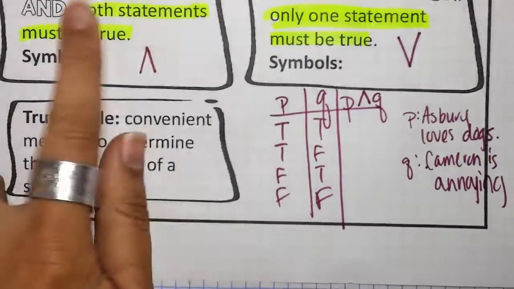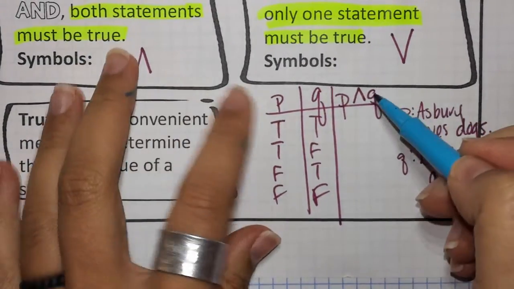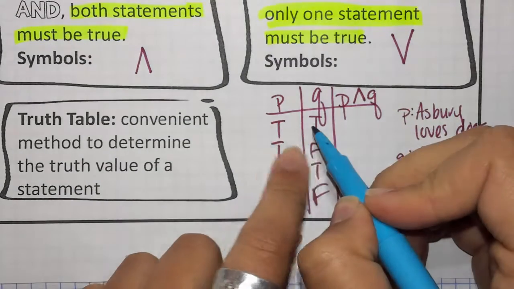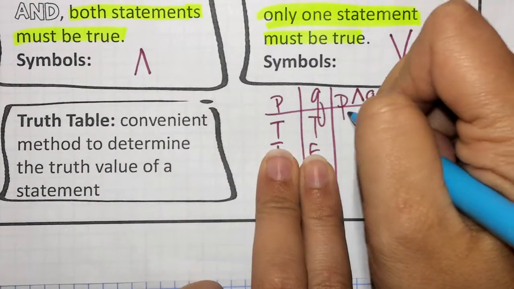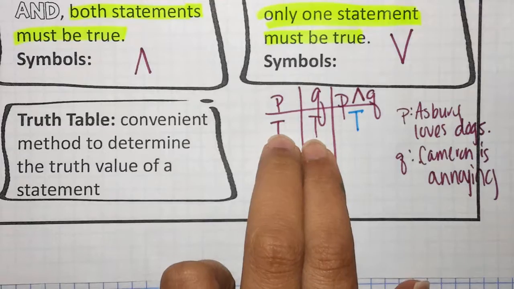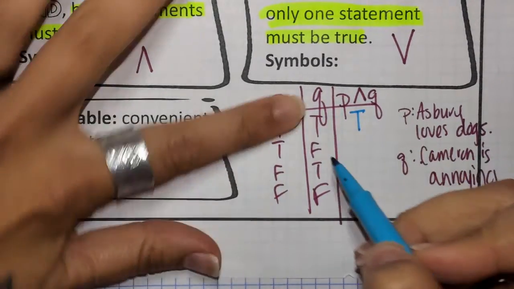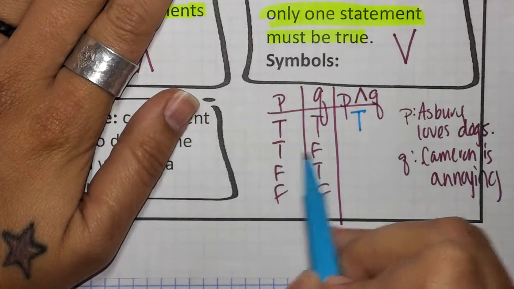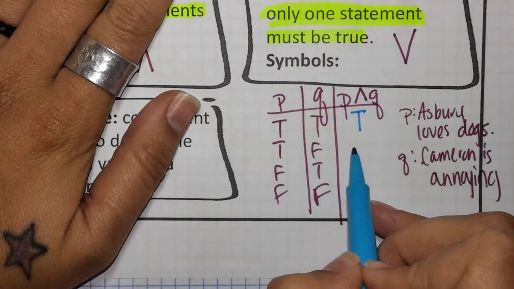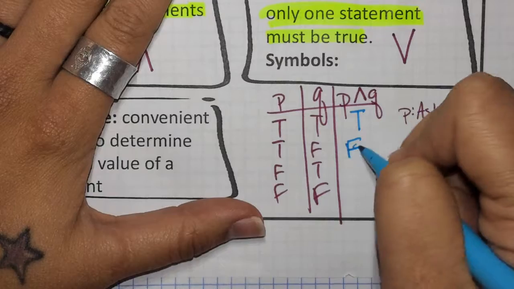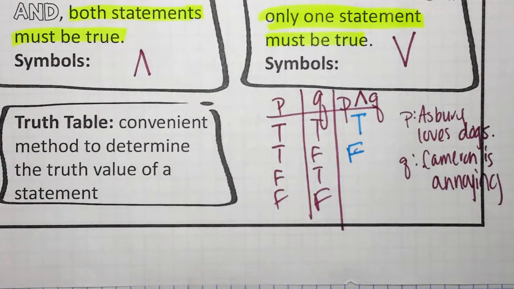Now, both statements must be true for the conjunction to be true. So we would look here. Are both of these true? Yes. So the conjunction is true. Now let's look if I do love dogs, but Cameron is not annoying. So is that true? No, because they both have to be true. That's how you read it.